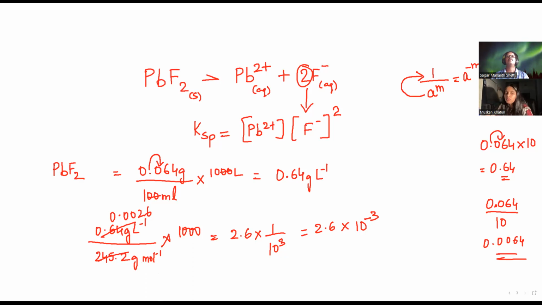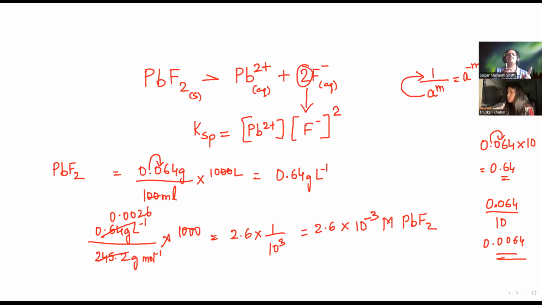So now the answer that we got here is 2.6 times 10 to the power of minus 3 m of lead fluoride. Is that clear? How many values did we get here now? We got two values. One is 0.64 grams per liter. Using that, we found out the molar value of lead fluoride.